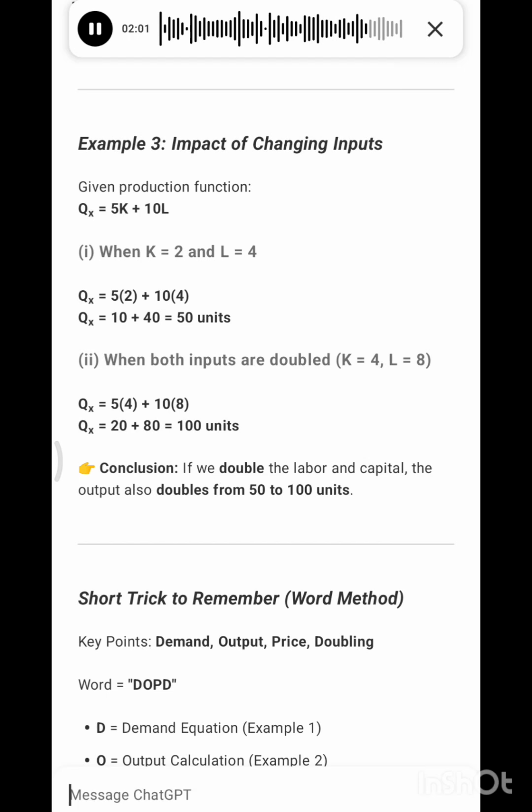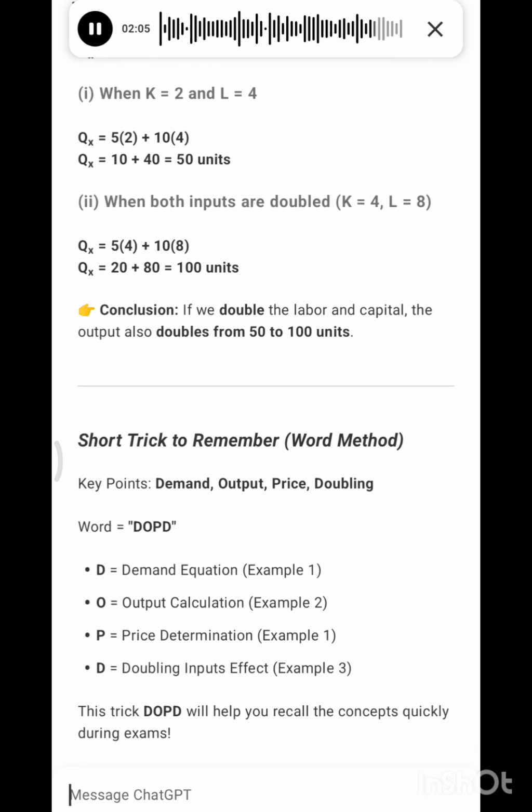Short trick to remember. Word method. Key points. Demand, output, price, doubling. Word DOPD. D equals demand equation, example 1. O equals output calculation, example 2. P equals price determination, example 1. D equals doubling inputs effect, example 3. This trick will help you recall the concepts quickly during exams.